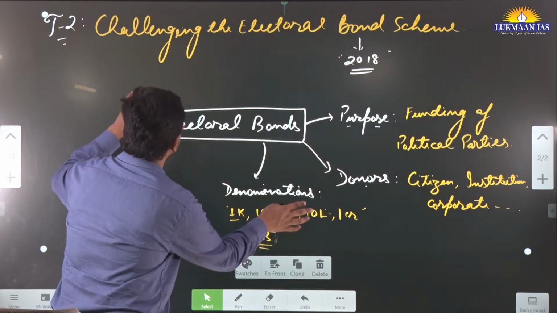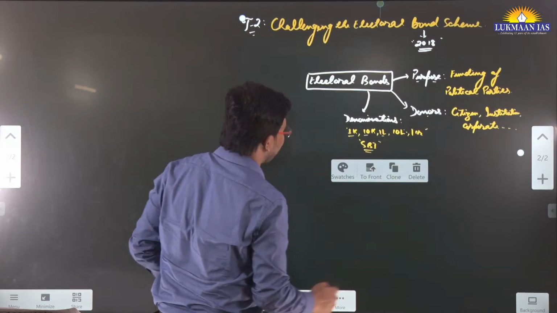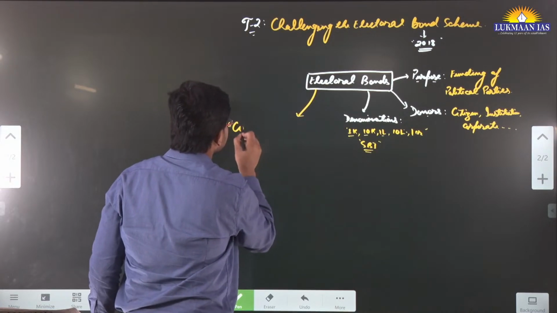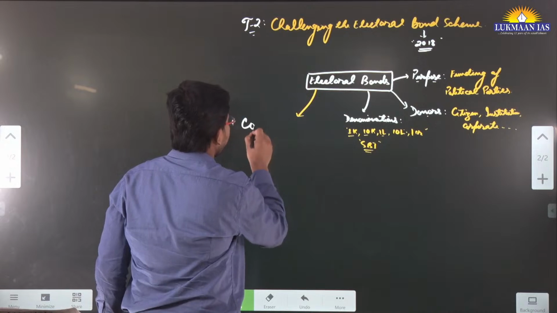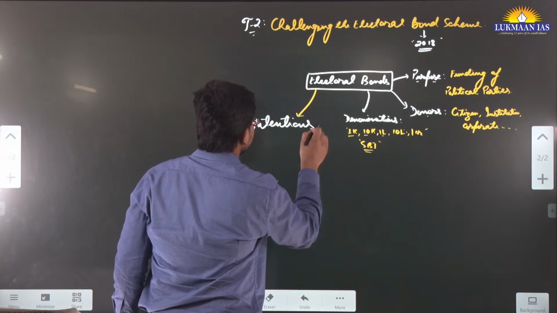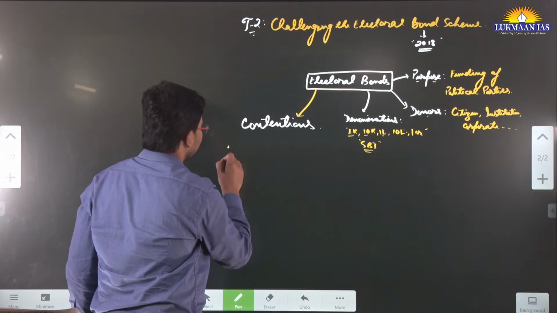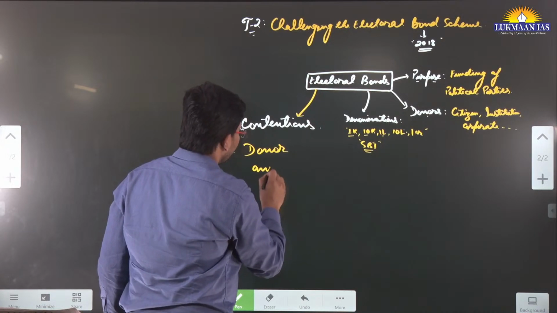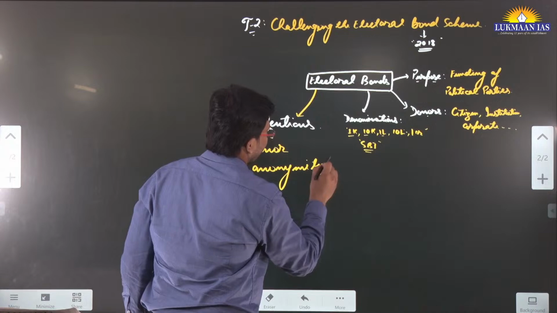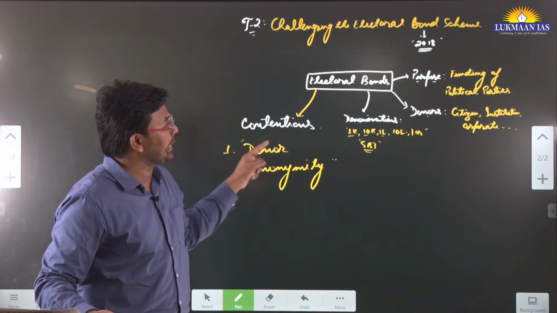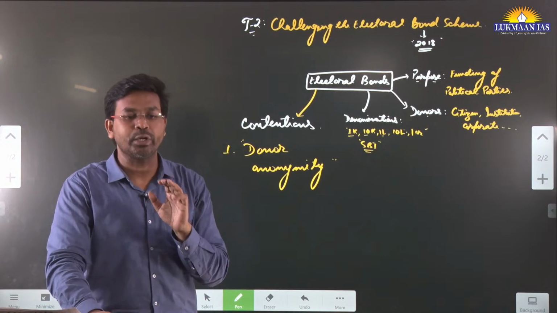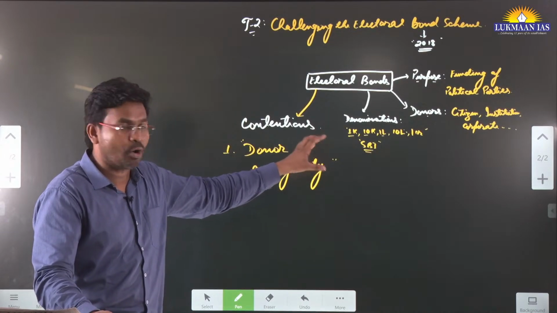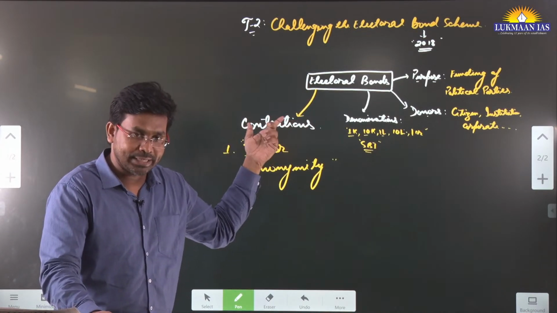But what are the contentions associated with these electoral bonds? There are many things that are part of this. What are the issues with this? One of the issues is, if you are a donor, these bonds maintain donor anonymity. Donor anonymity means if you are donating to any political party, your name, your phone number, your bank account detail, your personal detail will not be made public. So you can just purchase an electoral bond and make a donation to a political party directly using these bonds.